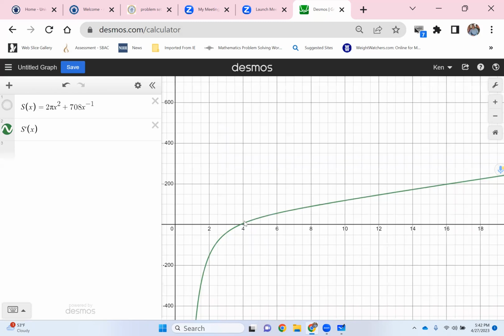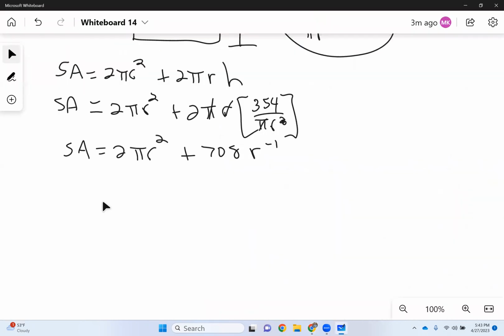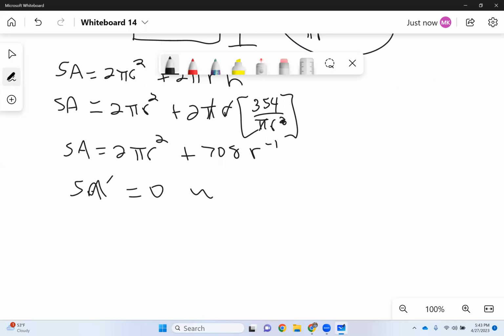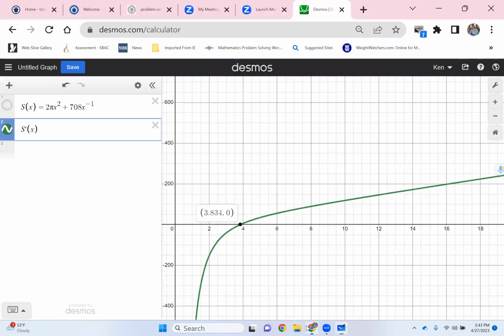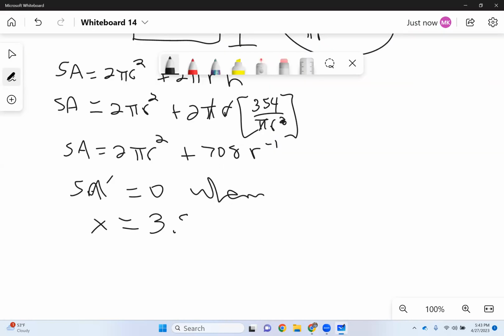And now we see that the derivative equals 0 at 3.834. So surface area prime equals 0 when X equals 3.834, which is really the radius. So R equals 3.834.